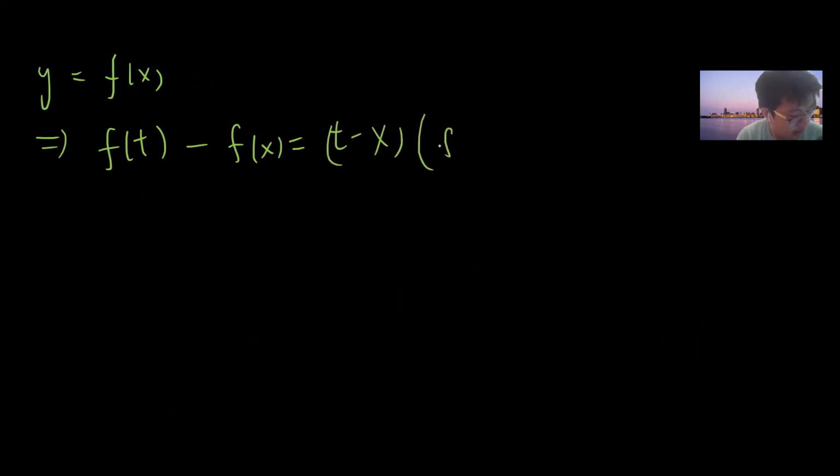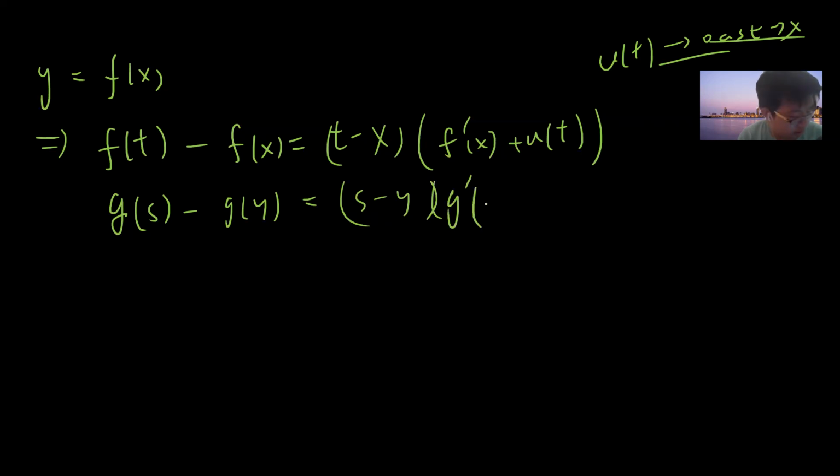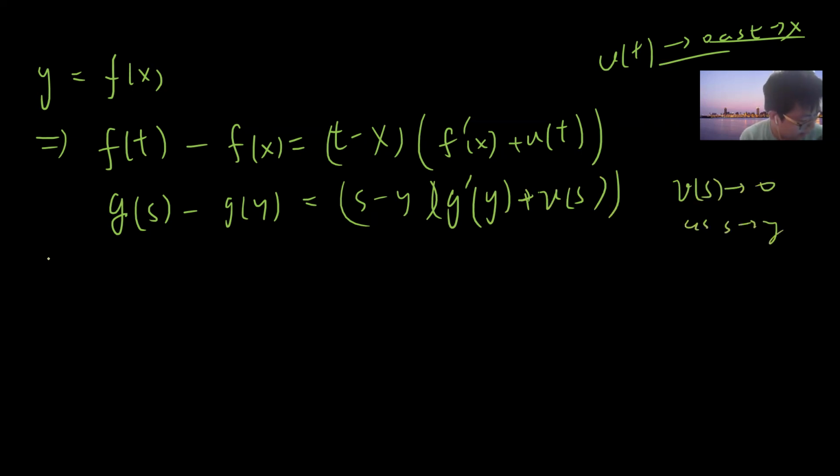Let's say y is f of x. Then we have f of t minus f of x, which is by the definition of the derivative at x, equal to (t minus x) times (f prime of x plus u of t). This u of t goes to 0 as t goes to x. And then we also have g of s minus g of y equals (s minus y) times (g prime of y plus v of s), where v of s approaches 0 as s approaches y.